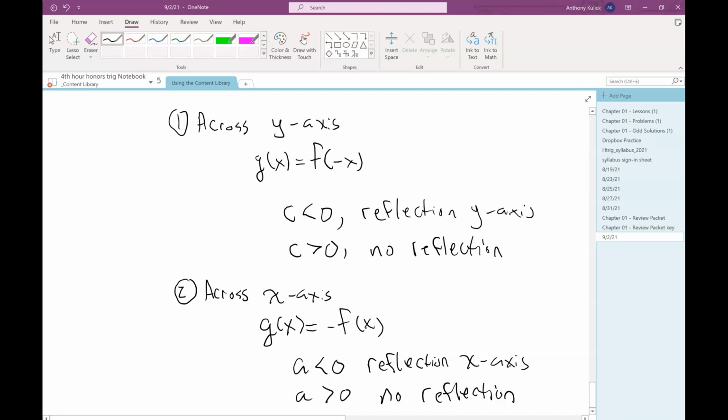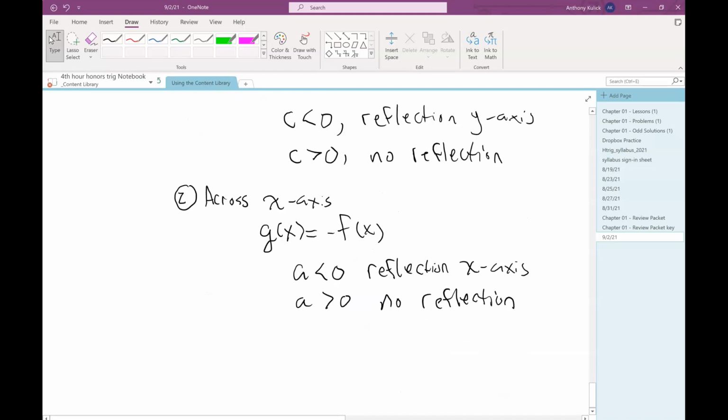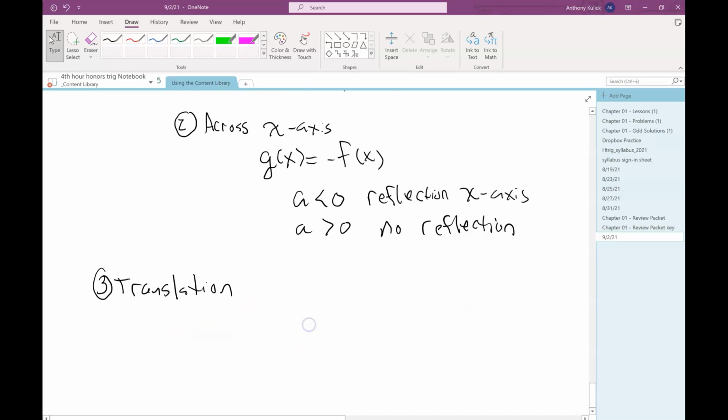And do you remember the fourth? Like translation up down. Yeah, translation. So there's two types of translations. Very good memories, guys. There's two types of translations. There's translations up and down, and there's translations left and right.